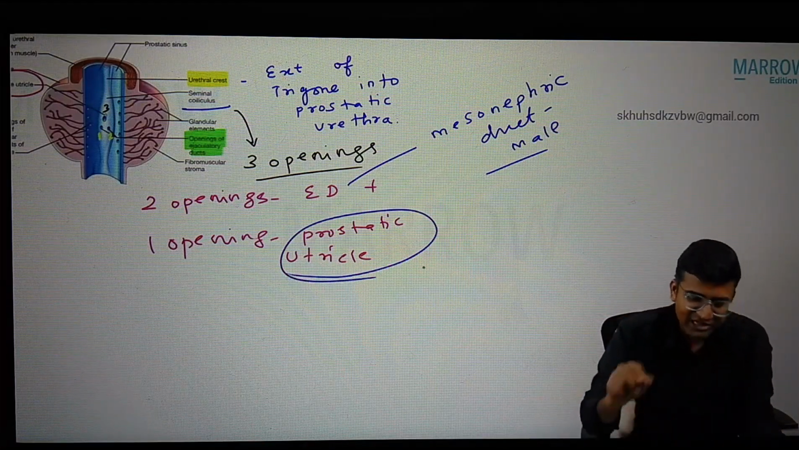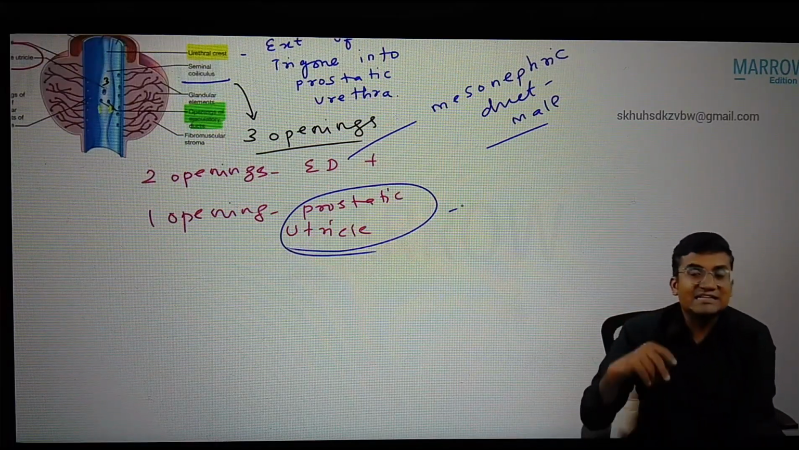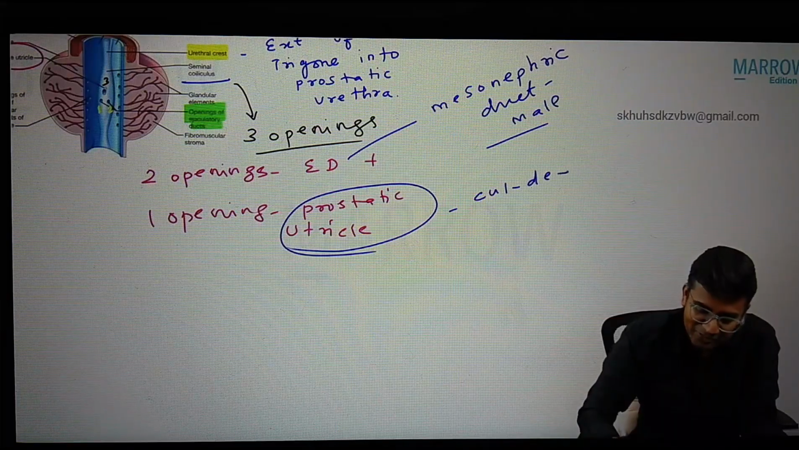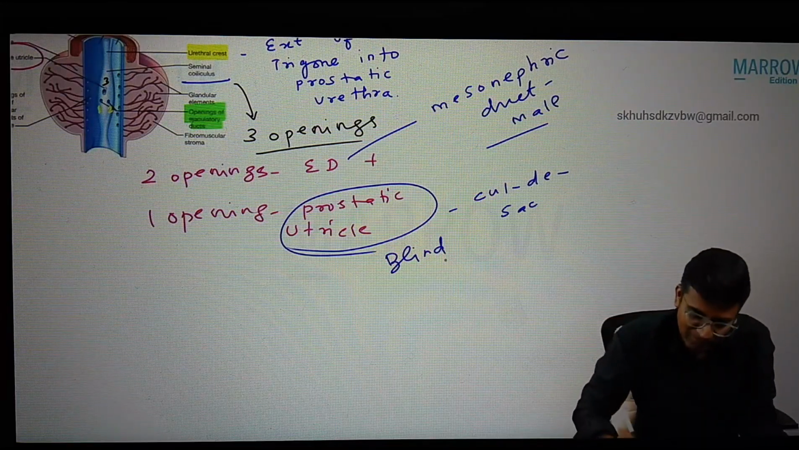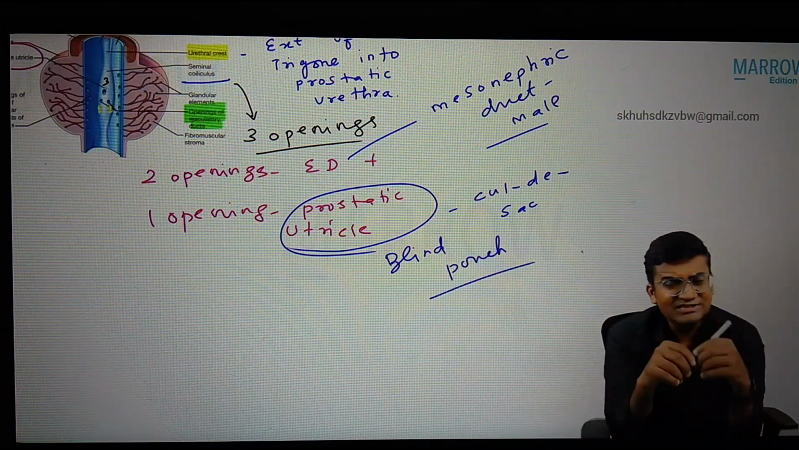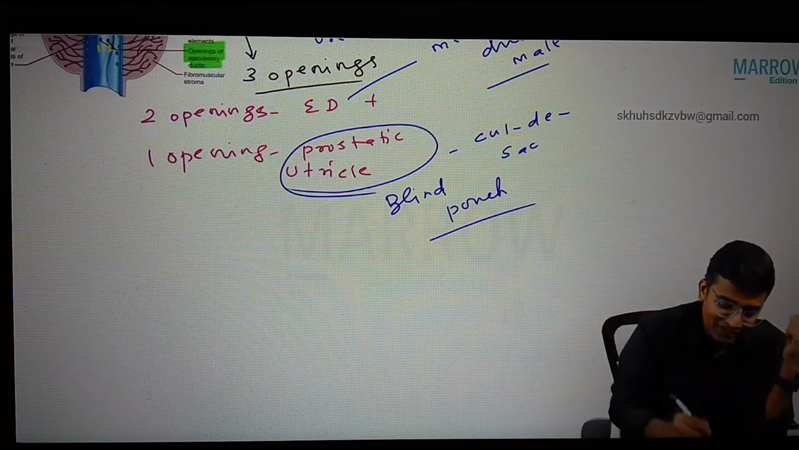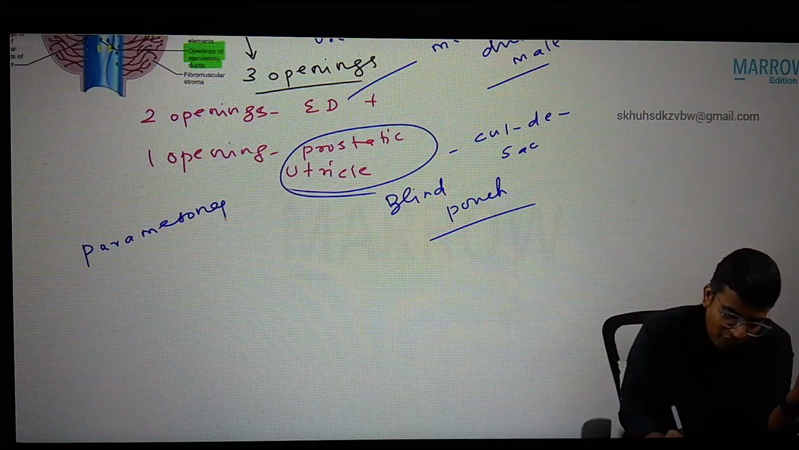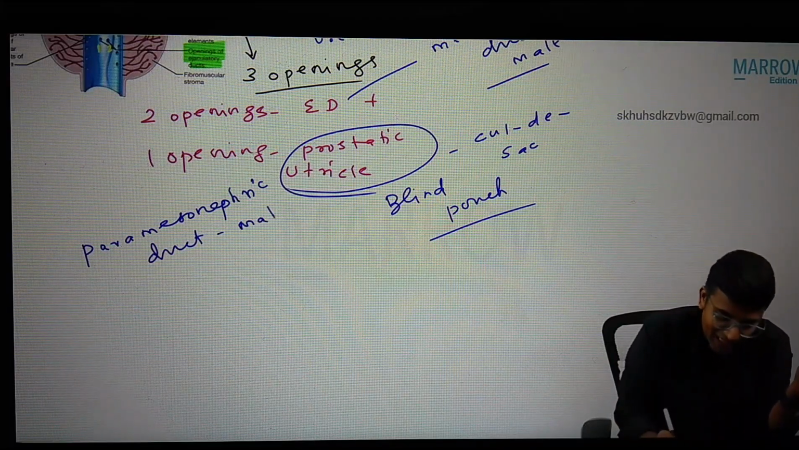Now what about the prostatic utricle? See, the prostatic utricle is a blind diverticulum. It is a cul-de-sac, a blind pouch. Okay, a blind diverticulum. Now, this prostatic utricle is coming from, very good, the paramesonephric duct. I told you in the development itself. It is a derivative of the paramesonephric duct in male.